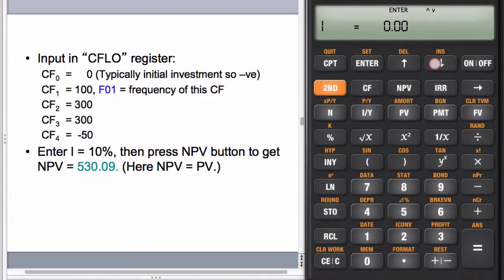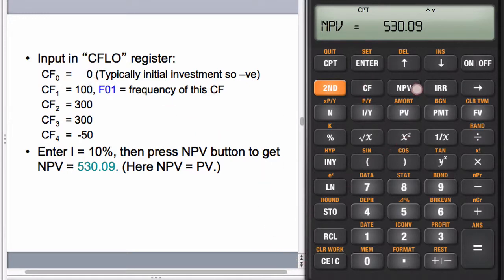So let's see what this function has. You got I, which is probably the interest rate, and NPV with the CPT, which means compute. So basically there are two elements for this function, I and NPV. So you need to know the interest rate because that's the discount rate. So we enter 10%. You don't have to convert to decimals. Hit enter. And NPV, hit the compute button. And that's 530.09, which is what we have here. So in this case, NPV is equal to present value because, as I said, your initial investment is 0.